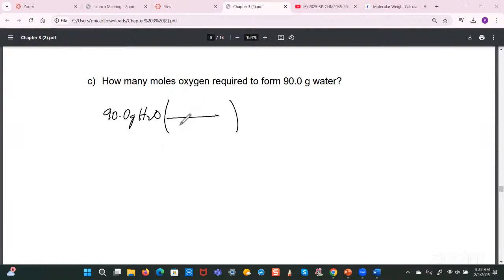Okay, so what goes up top here, what goes below here? 1 mole will be up top. And what goes down here? Okay, 18.016 grams of H2O. So that goes with that. And then the next step will be what? Okay, so it's between water and what? Oxygen, right? So what will go down here and what will go up top?